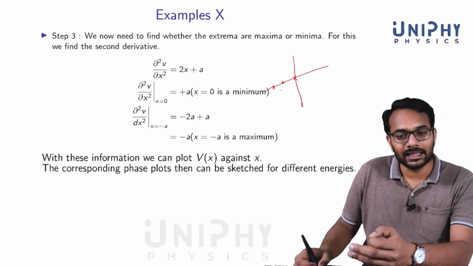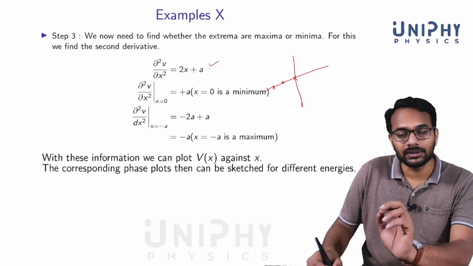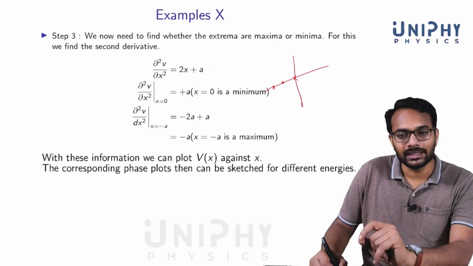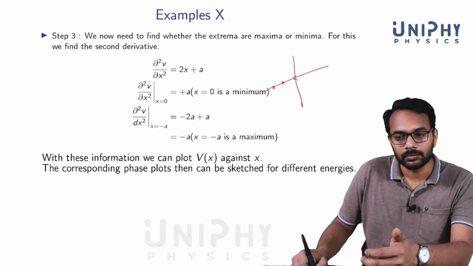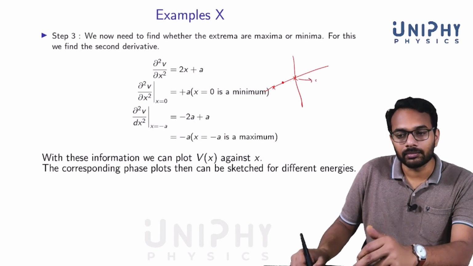So we take the second derivative. The second derivative is 2x plus a, and you check it at these extremum points. One extremum point was x equal to 0, so you take 2x plus a at x equal to 0. You see that it's positive, so it's a minimum. So we see that this point is a minimum. There's a minimum here.